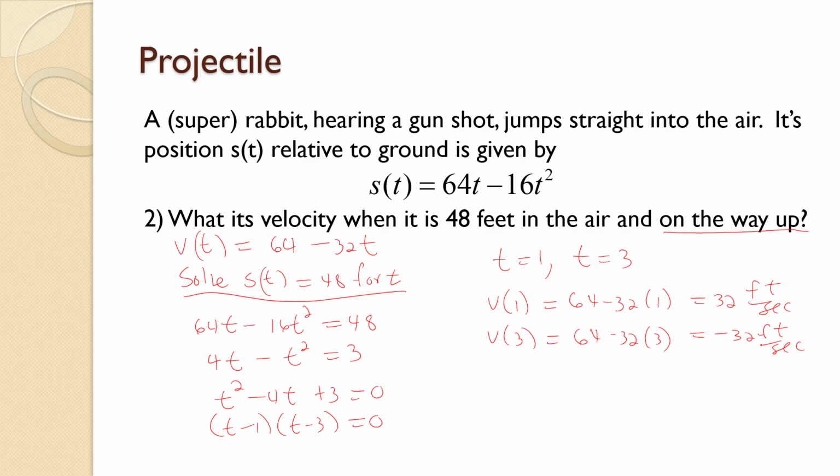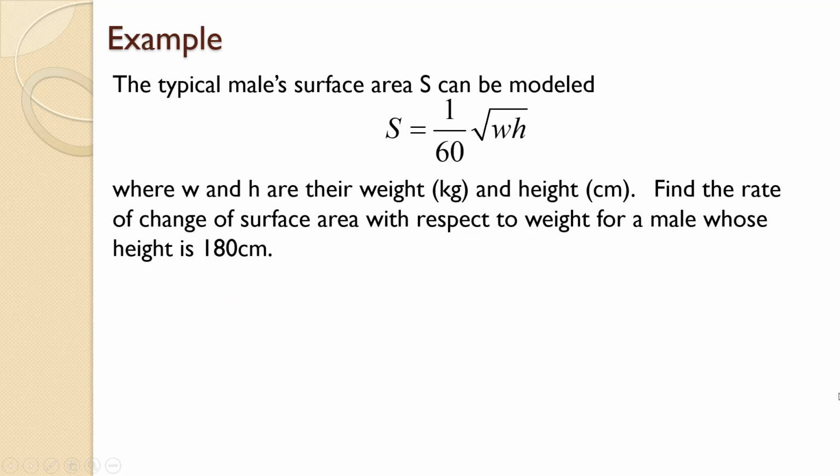So they want to know the speed on the way up. This is when the velocity is positive. That's when we're going up. So the speed would then have to be the absolute value of that velocity, which happens to be 32 feet per second. Notice at time 3 seconds that you're going the same speed also. You're just going down.